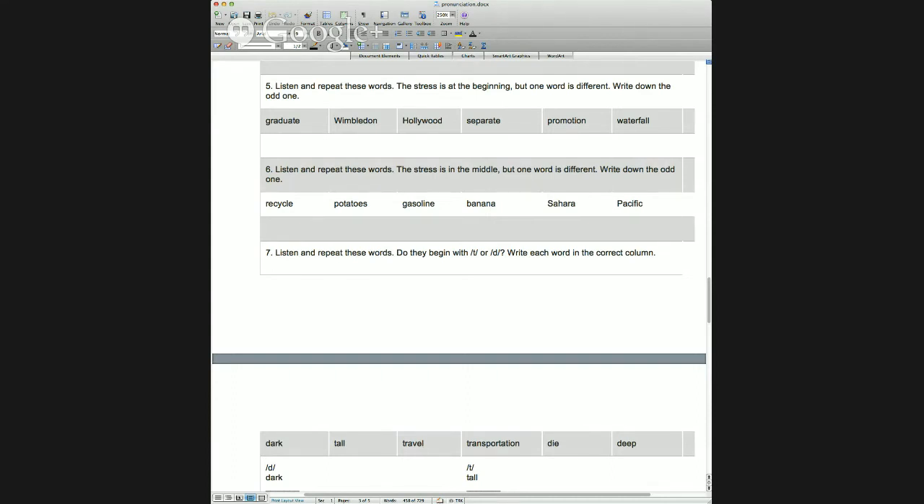So yeah, okay, here I'm going to start with Wimbledon, right? The stress is at the beginning. Hollywood and waterfall, these two words are interesting because they have two different pronunciations. Okay? So if you say graduate, you can also say graduate. Spelled the same way.